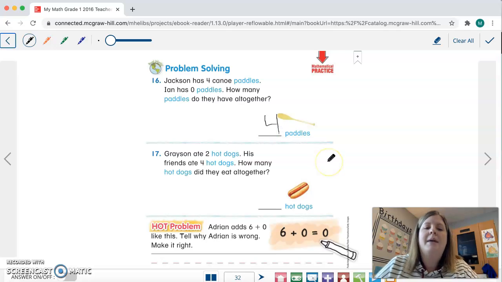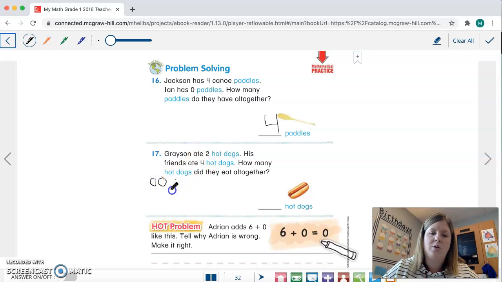Okay. Now I'm at number 17. Grayson ate 2 hot dogs. His friends ate 4 hot dogs, okay? How many hot dogs did they eat together? So we're going to draw a picture. We're going to draw 2 circles, and then we're going to draw 4 more circles. 1, 2, 3, 4. And as we count, we're going to mark them off. 1, 2, 3, 4, 5, 6. 6 hot dogs all together, okay?